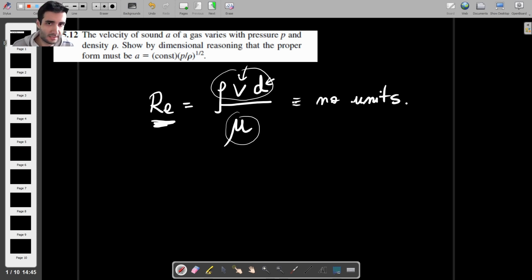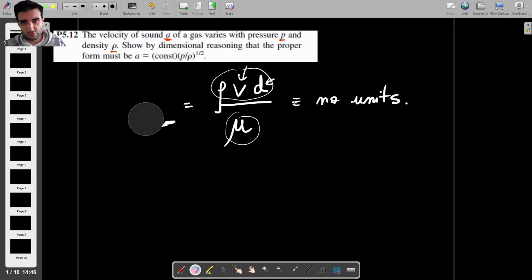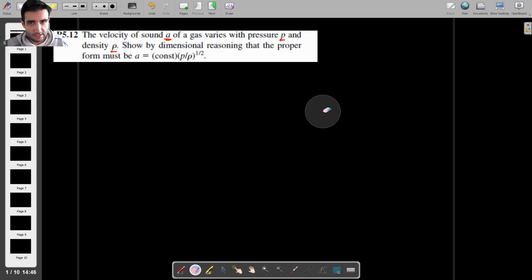So let's look at this simple example. So here's the problem. The velocity of sound, A, of a gas varies with pressure and density. Show by dimensional reasoning that the proper form must be A equals some constant times (P over rho) to the power 1 over 2. So let's get rid of this for a second and let's start analyzing this.